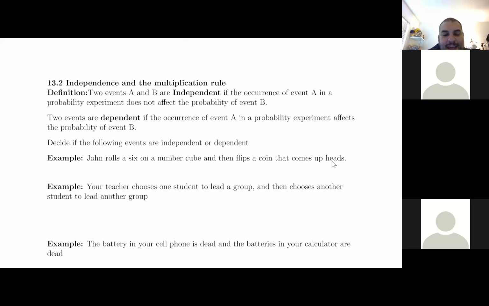So when we're looking at independent events, these are events where one event doesn't influence the second event occurring. So when we're talking about independent events, one event shouldn't influence the probability of the second event occurring. So an example of that, let's do this first example. It says John rolled a 6 on a number cube, or a die, and then flipped a coin that came up heads.